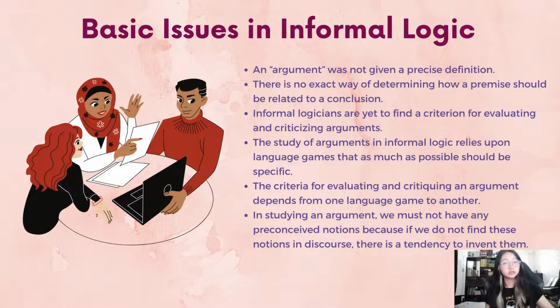Here are some of the issues in informal logic. 1. An argument was not given a precise definition. 2. There is no exact way of determining how a premise should be related to a conclusion. 3. Informal logicians are yet to find a criterion for evaluating and criticizing arguments.